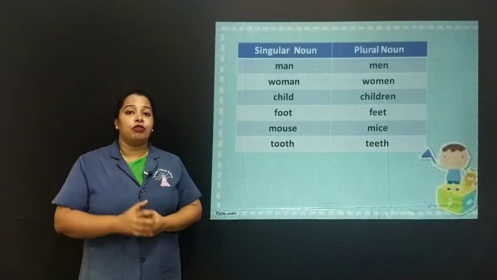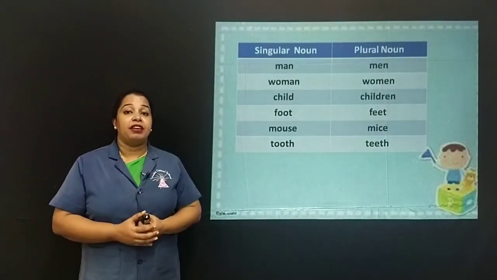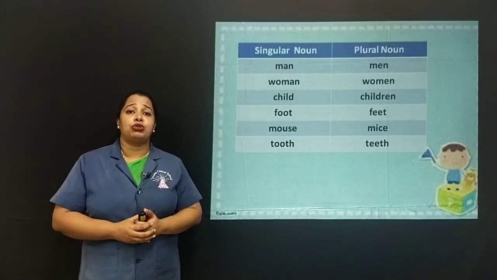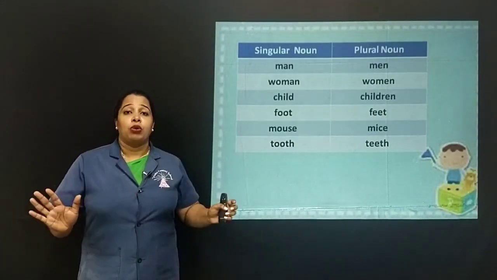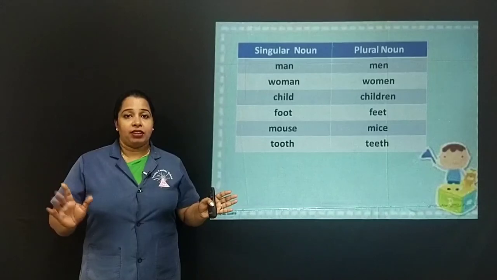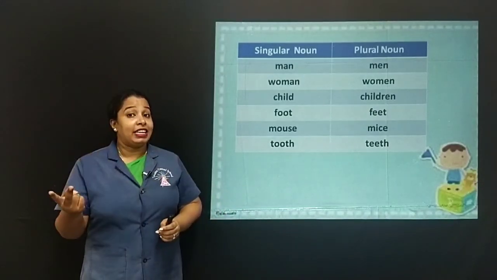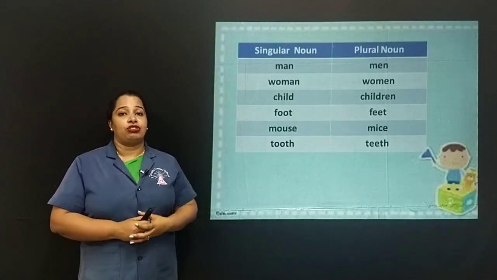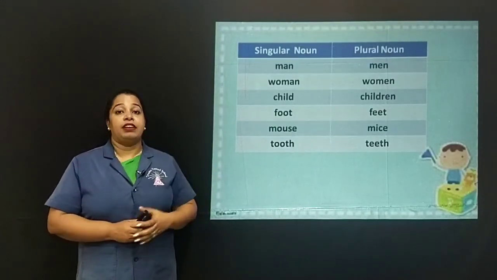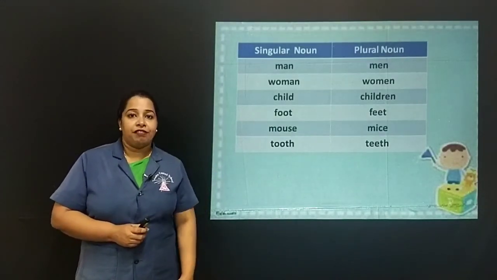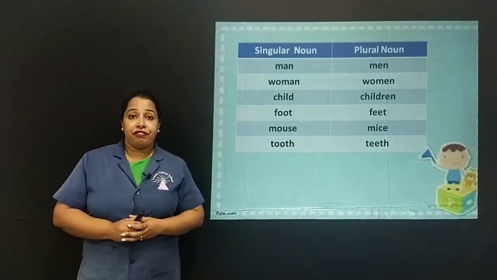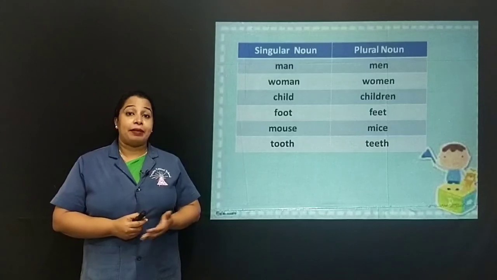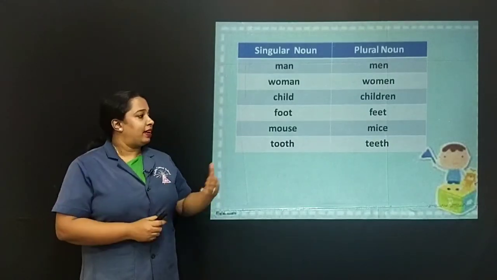Woman, one woman, many women. One child. Now this is one mistake you usually make. Children's. There is no word called children's. Okay. There is one child and many children. So the entire spelling changes here. Child becomes children. Foot, feet. One foot and then a pair of feet. Mouse, we can't say mouses. We say mice, many mice.